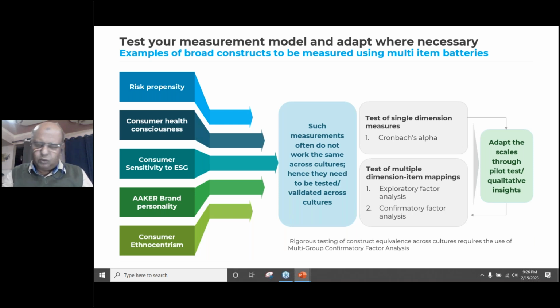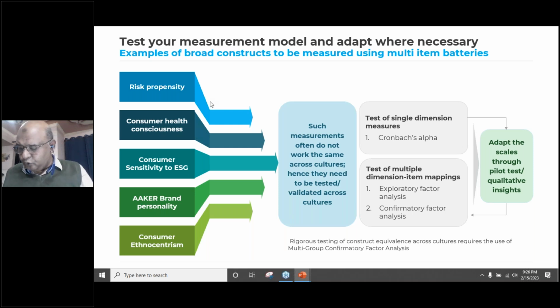The same goes for health consciousness, or consumer sensitivity to ESG. We might end up leaving certain aspects of a construct unmeasured, which actually impacts the validity of our measurements themselves. Now, what we have said just skims the surface. Rigorous testing of construct equivalence, at least when we are using reflective measurements like in the academic literature, requires the use of multi-group confirmatory factor analysis, which we do not want to get into because we want to keep the reach of the webinar fairly wide.